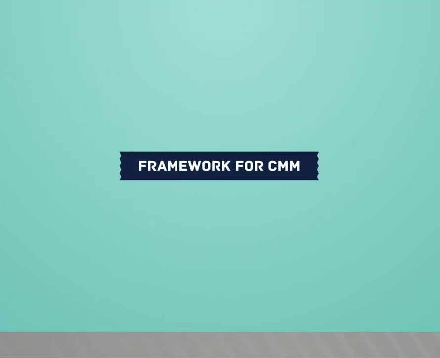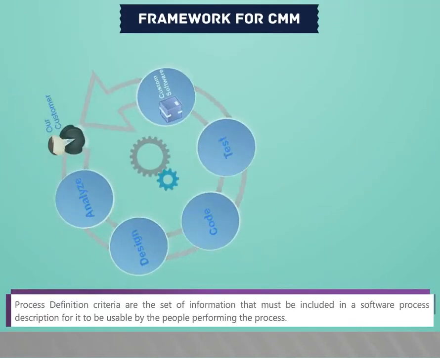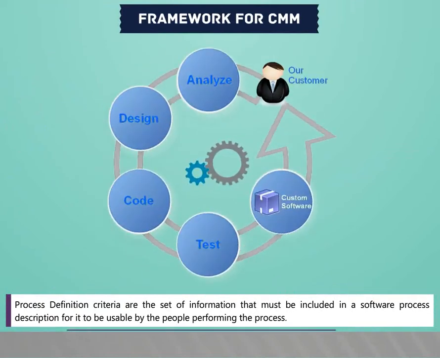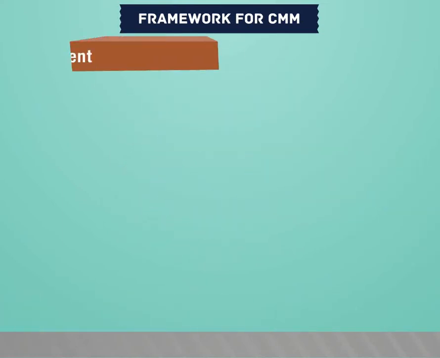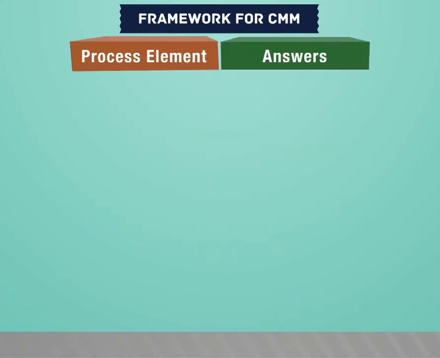Framework for CMM. Process definition criteria are the set of information that must be included in a software process description for it to be usable by the people performing the process. Process element answers.